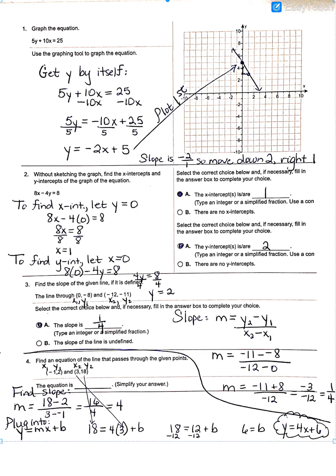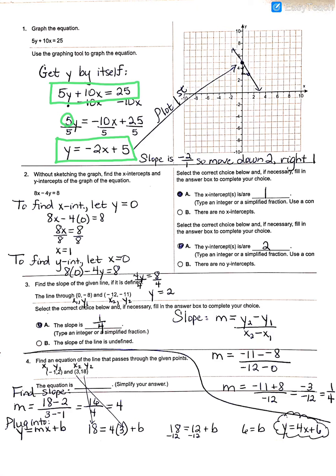I do not specify how you have to graph it, so you certainly could find intercepts if you want. I just chose the method of getting the y value by itself. So notice, first of all, if I want to get y by itself, I'm going to subtract the 10x on both sides, and so then I'm left with 5y is equal to negative 10x plus 25, and then I have to get rid of the 5, so I divide everything by 5. So your final equation becomes y equals negative 2x plus 5.